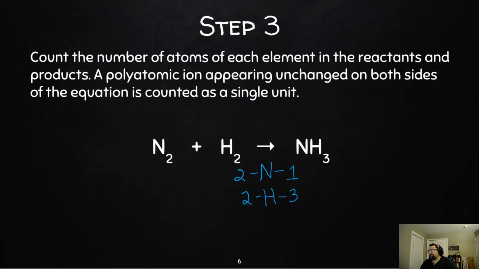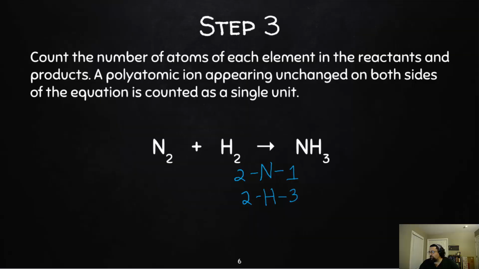We count. Now, this is an easy example. There's only a couple atoms. Sometimes we can have a whole bunch. If your equation involves a polyatomic ion, OH, PO4, NO3, NH4, these polyatomic ions, then you can count them as a single unit if they stay the same on both sides. So if there's a CO3 on one side and a CO3 on the other side, you can count that as 1 unit and balance it that way. We'll see that in the future.